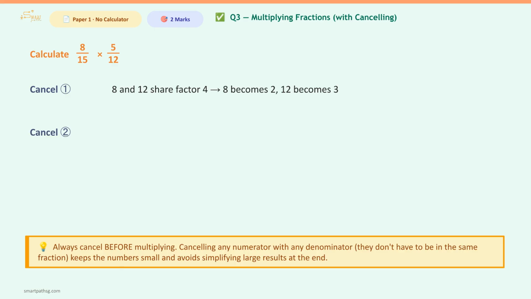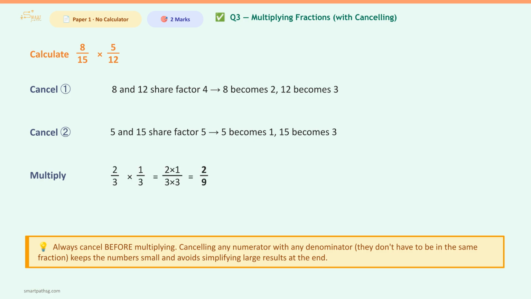Second cancellation. Now look at the other diagonal pair, 5 and 15. They share a common factor of 5. Divide 5 by 5, which leaves 1. Divide 15 by 5, which leaves 3. Then multiply. After canceling, the problem is now much simpler. You are left with 2/3 times 1/3.